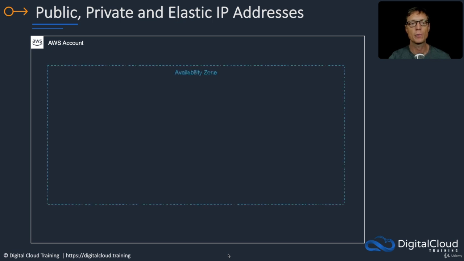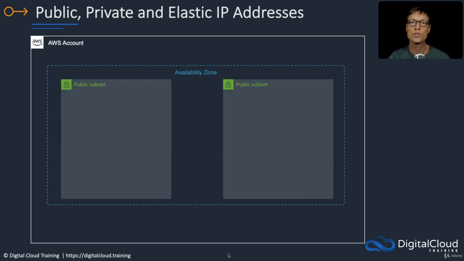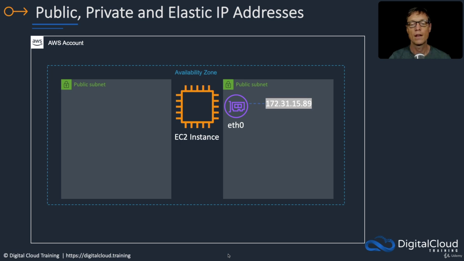So we have our AWS account, and in that there's an availability zone. And let's say we have two subnets within that availability zone. And we have an instance, and that instance has an interface in one of the public subnets. That interface has a private IP address, and it also has a public IP address. It then has another interface in another subnet within the same AZ. It also has an interface in another subnet with a private IP.